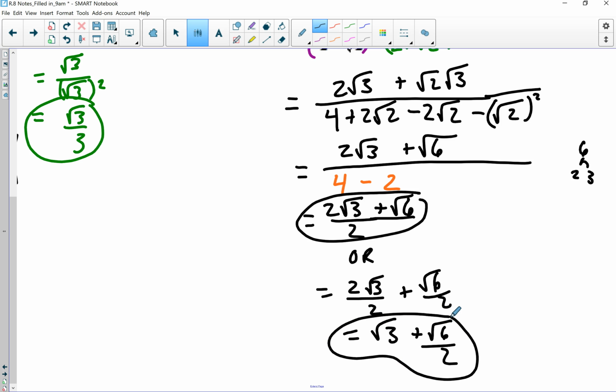So either one of those would be a perfectly fine final answer. It's just really a matter of preference. Do you prefer one big fraction or 2 separate fractions?